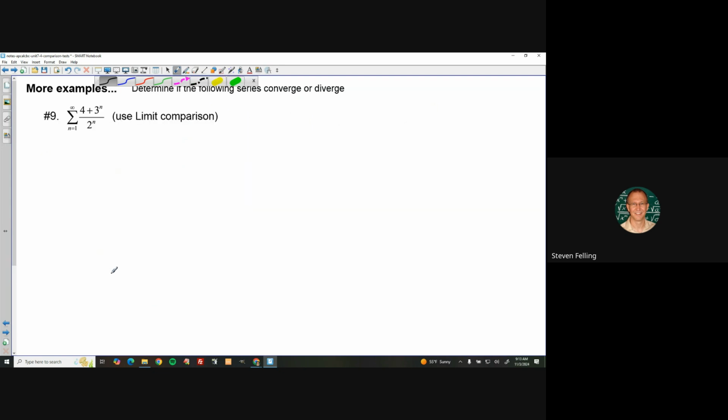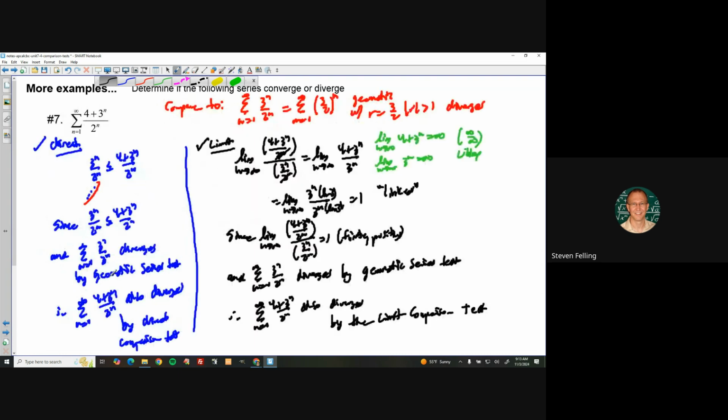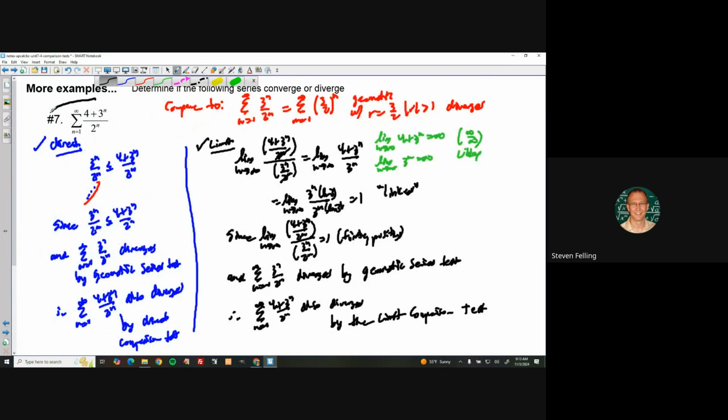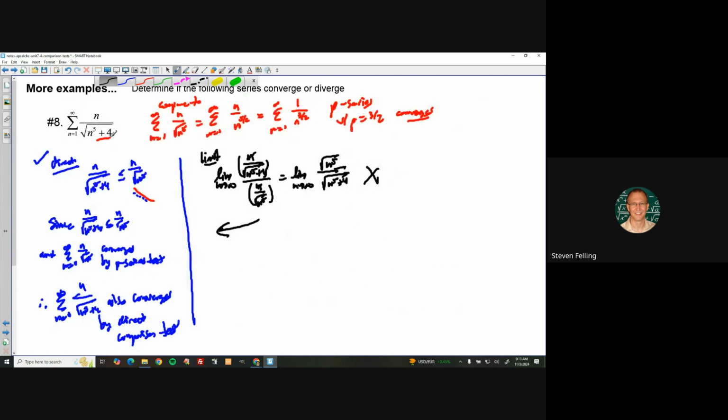Okay, let's take a look at this. Now this one says use limit comparison. Why did we say that? Did we just do this one with direct comparison? Now this is actually the same one that we did over here. I think in this example I was trying to show that we could use direct or limit. Okay, so we'll skip that since we've already done that.